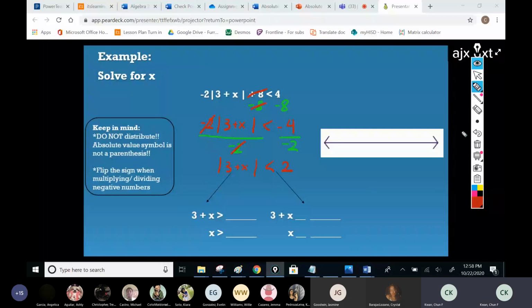All right, so at this point, I need you guys to pay attention right here. Whenever you are multiplying or dividing by a negative number, you have to flip the sign. So it's no longer going to be less than, all right? It will become a greater than. So this operation right here, the divided by negative 2, since it's dividing by a negative number, that means you will flip the sign.